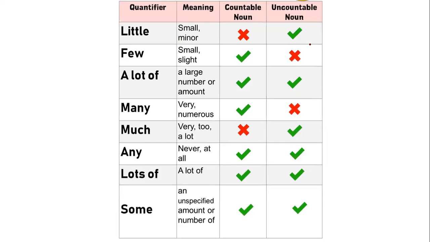This is another representation of these quantifiers. And in here, the meaning is like the definition, let's say. I can send you this to the WhatsApp group later today, but in here it's more like a specific. So you have little, countable, no, uncountable, yes. But I'm going to send this to the WhatsApp group later, okay? Okay. Now, this is the part that I want you to pay attention to. We're gonna start first with countable.